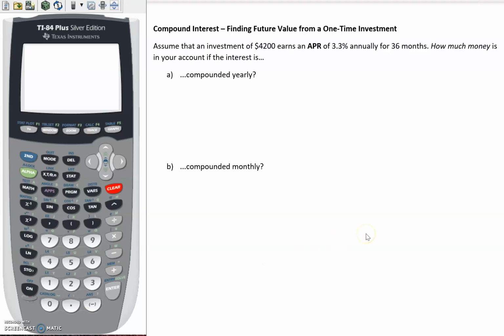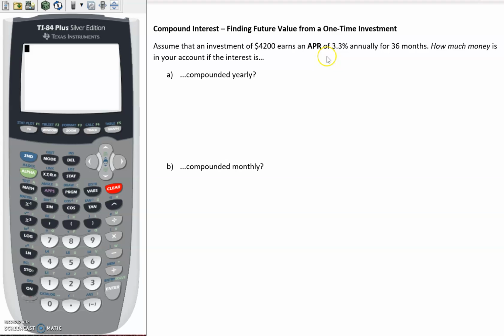Although we have a formula for compound interest, we're going to take a look at the TVM solver in our TI-83 or 84 calculator to help us solve those. You can always verify these with the formula, but it's a good idea to get comfortable with the TVM solver. So in this case, we've got a one-time investment of $4,200.